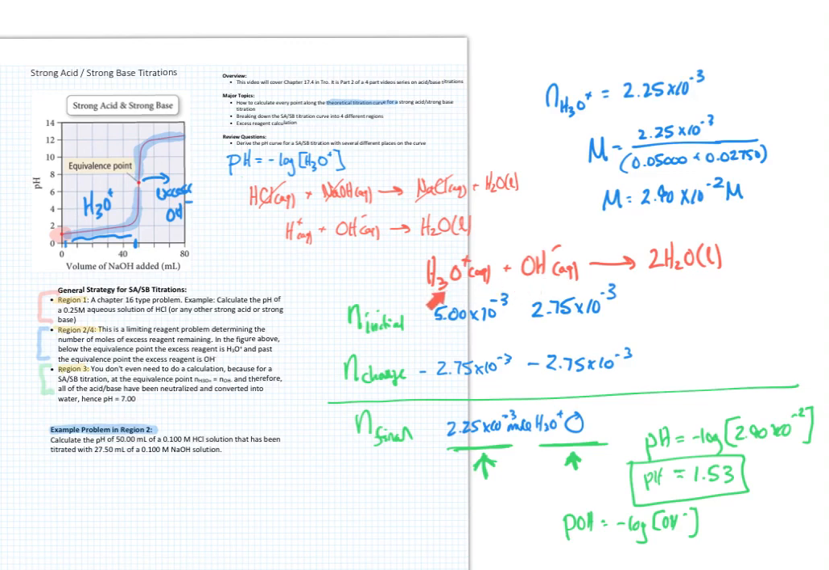So the pH should be 7 for a strong acid, strong base calculation. Just to reiterate one more time: if you have a weak acid or a weak base, you're not going to have a pH of 7 at the equivalence point. But for a strong acid, strong base case, you'll have a pH of 7.